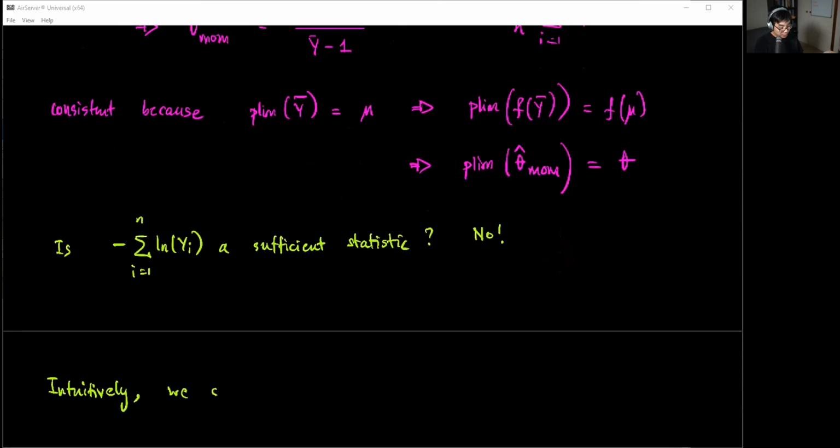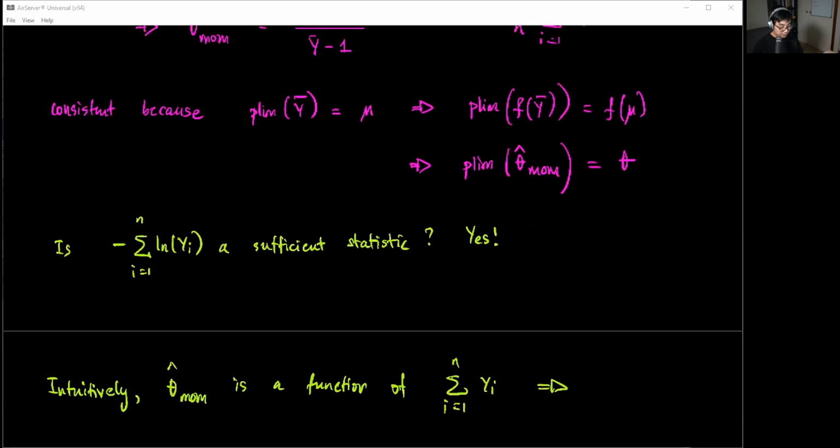Let me write this a different way. Okay, intuitively, theta hat method of moments is a function of this, right? So therefore, hang on. Let me think about this for a second. Is the estimator function? Oh, this is a sufficient statistic. Sorry. That's why this doesn't make sense. Yes, this is a sufficient statistic.